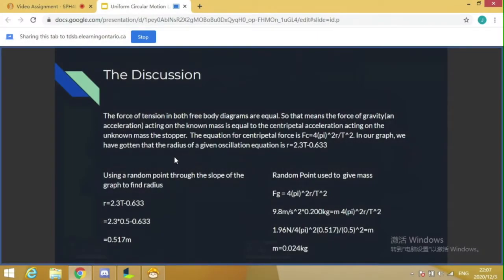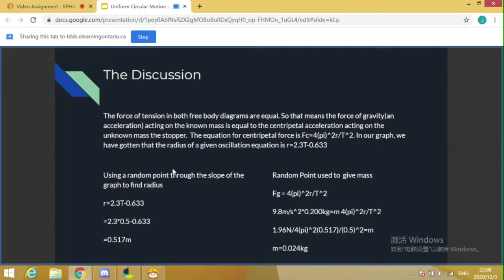In discussion, the force of tension in both free body diagrams is equal. So that means the force of gravity acting on the known mass is equal to the centripetal force acting on the unknown mass, the stopper. The equation for centripetal force is that the centripetal force is equal to 4 pi squared times the radius divided by the period of oscillation squared. In our graph, we have gotten that the radius of a given oscillation equation is that the radius is 2.3 times the period minus 0.623.